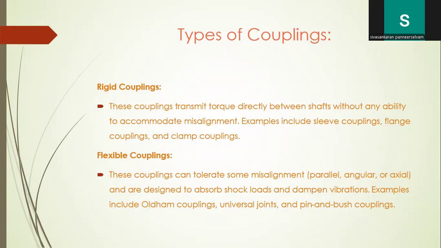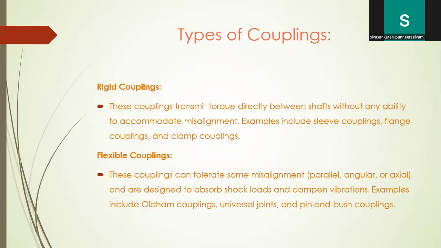What is the difference between rigid and flexible coupling? Rigid couplings transmit torque directly between the shafts without any ability to accommodate misalignment, so it is called a protective type coupling. Flexible coupling can tolerate some misalignment and is designed to absorb shock loads, and it also provides better damping when the shaft is rotating, transferring the power and torque during dynamic conditions.